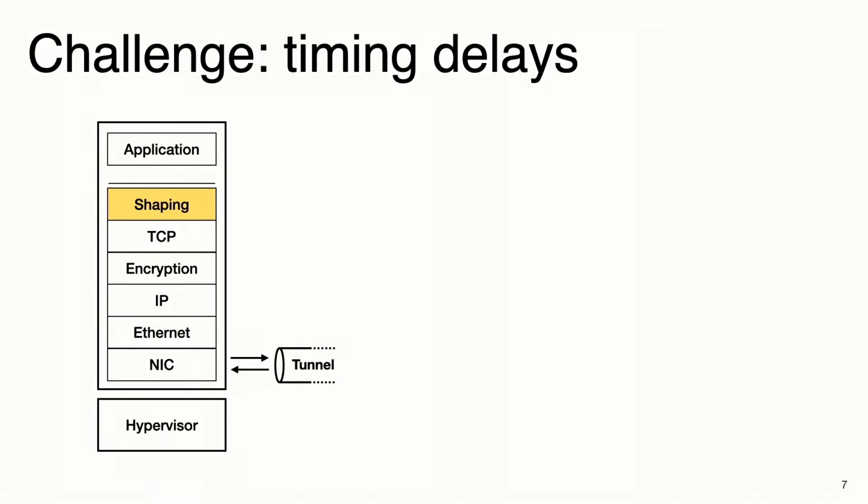Now, unfortunately, the simple conceptual design is still vulnerable to timing leaks that could arise due to microarchitectural side channels on the platform. Note that the packet transmission time is chosen at the shaping layer right at the top of the network stack, and the packet still needs to traverse several layers before it reaches the NIC. And it's possible that the application interferes with the execution of the lower layers of the network stack and induces delays in the packet transmission times, which could particularly be correlated with the application secrets. And so this could lead to secret-dependent leaks into the tunnel.